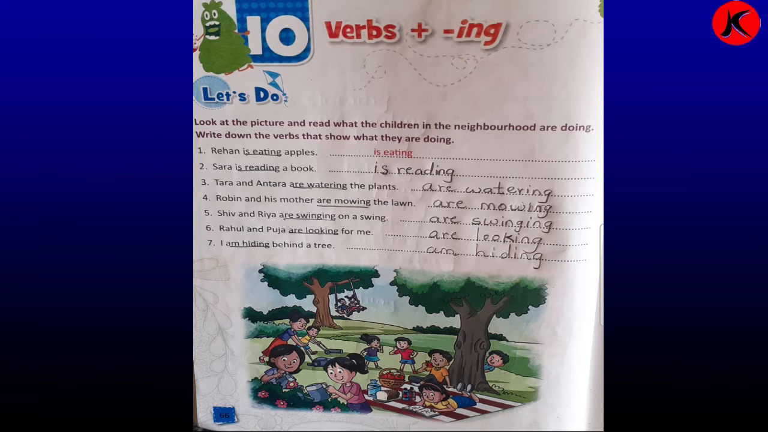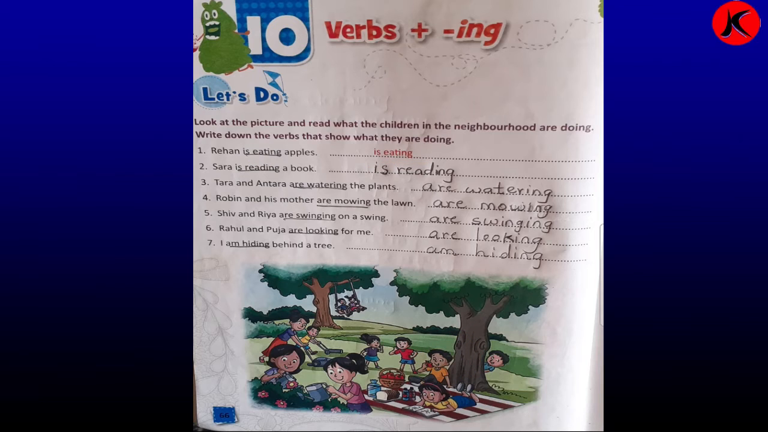Number 1, Rehan is eating apple. Here you can see in the picture this boy's name is Rehan. What is he doing? He is eating apple. So "is eating" we have underlined and written over here: is eating.